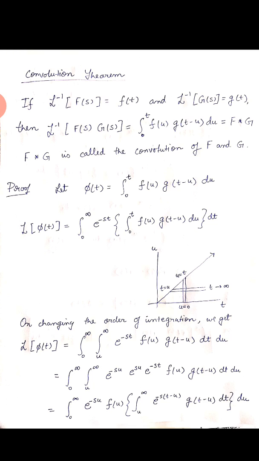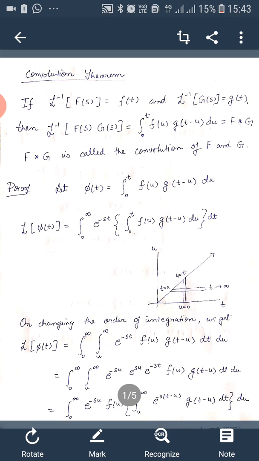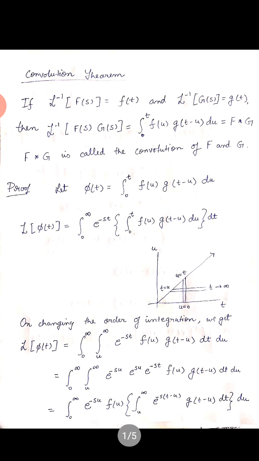So the statement of the convolution theorem is: if the inverse Laplace transform of a function F(s) is equal to f(t), and if the inverse Laplace transform of a function G(s) is equal to g(t), then the inverse Laplace transform of F(s) times G(s) can be represented in the integration form, the integration from 0 to t of f(u) times g(t minus u) du. This f star g is called the convolution of the functions f and g. So let us look at the proof of this theorem.